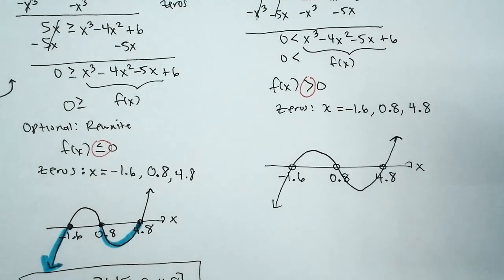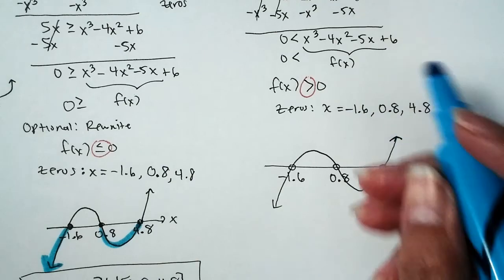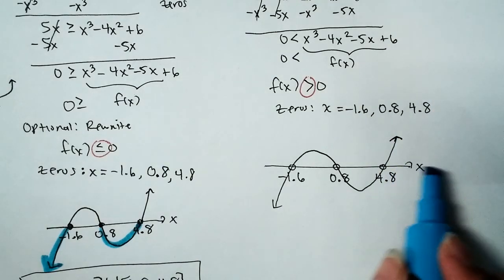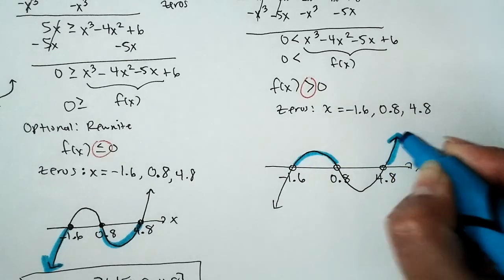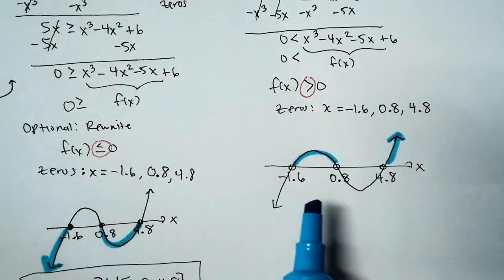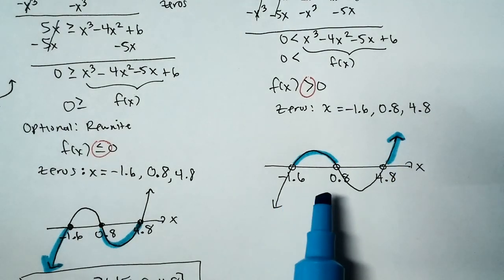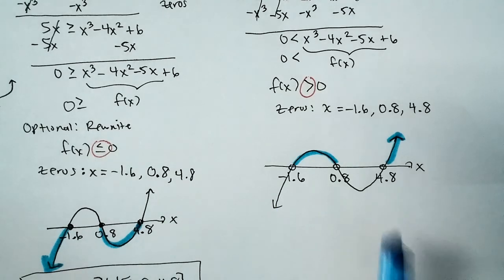So we want to know where is the function greater than 0. So where are the function values greater than 0? So we want to locate on the graph where it's above the x-axis. So it's going to be right here for x values between negative 1.6 and 0.8, and for x values that are greater than 4.8.